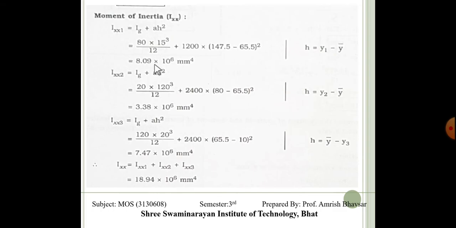Now Ixx2, that is Ig plus Ah square again. So here it is Bd cube by 12 plus area into y2 minus y bar. Same way Ixx3, Ig plus Ah square, again Bd cube by 12 plus area into y3 minus y bar whole square. So total Ixx is equal to Ixx1 plus Ixx2 plus Ixx3, that is 18.94 into 10 raised to 6 mm raised to 4.